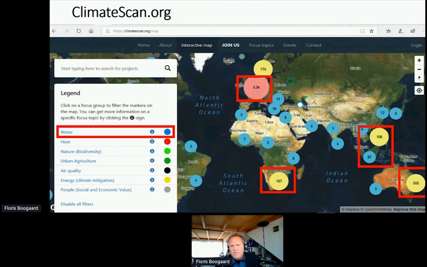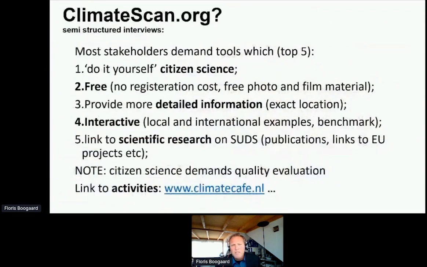This is the biggest platform showing climate adaptation and mitigation. Why would that be? Well, basically because it's open source, meaning it's citizen science. So people, as researchers or just people working in practice, can upload projects from around the world. It's free. There's no registration cost. All photo and film material can be used in research publications. It provides detailed information, but the main information is which location it is, because that was the main focus.